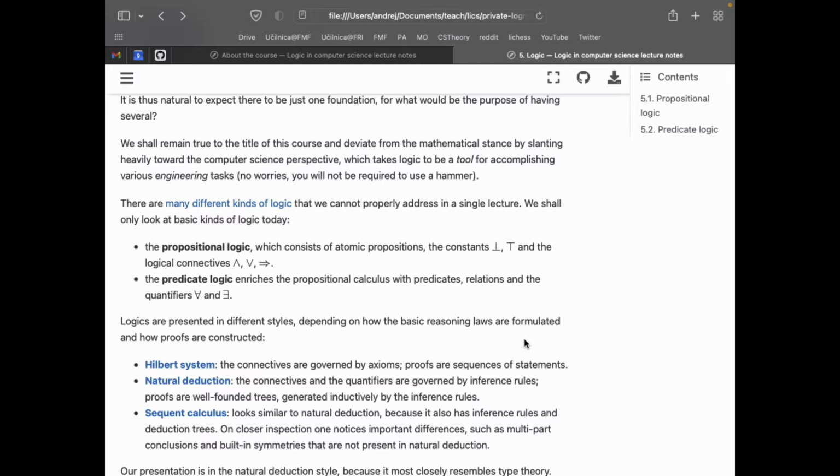I will say maybe a couple of sentences about what all the other ones are. But today we're going to look at propositional logic, which is the stuff that you get when you have the constants true and false and the basic logical connectives, and predicate logic, which is what you get when you add predicates and relations and the quantifiers for all and exists.